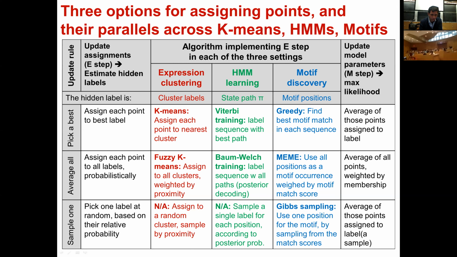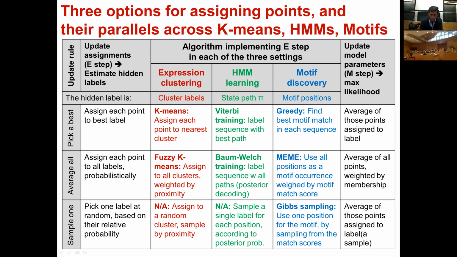Here I alluded to this Gibbs sampling approach, where instead of assigning each point to all labels probabilistically, you're going to pick one label, but you're going to pick it at random based on their relative probability. And that would be equivalent to sampling a single label for each position according to the posterior probability, or assigning each point to a random cluster, again, by sampling by their proximity, and so on and so forth. And we're going to see this much more formally in the motif discovery space with Gibbs sampling. Okay? But all of that falls within the same family.